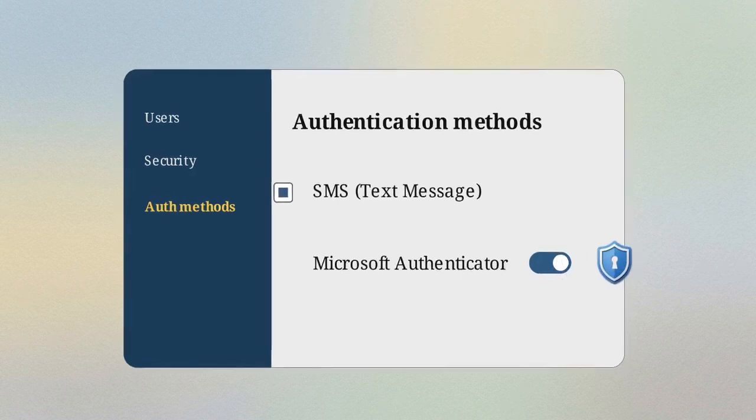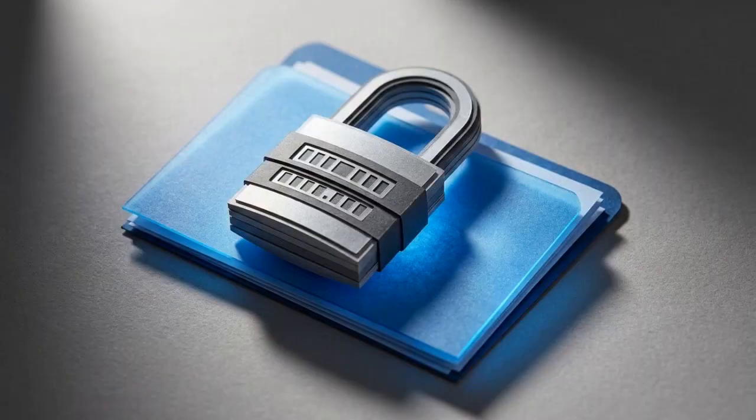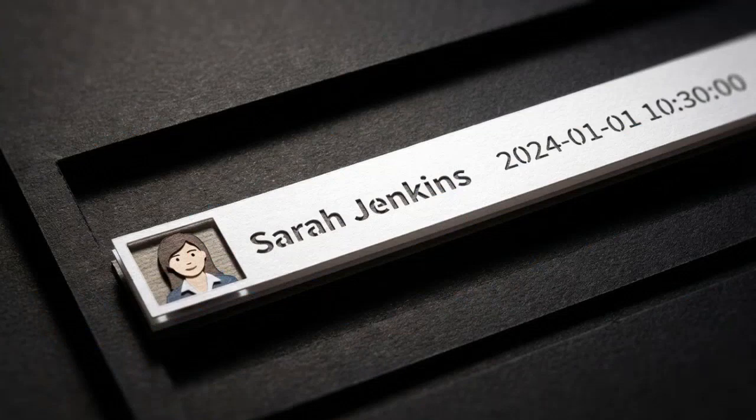Text messages can be intercepted, delayed, or sent to the wrong device. The Authenticator app ties access directly to the user's verified smartphone. This individual setup satisfies the core of digital governance. When an inspector asks who approved a specific incident report, the system log shows exactly who took the action and precisely when they took it.